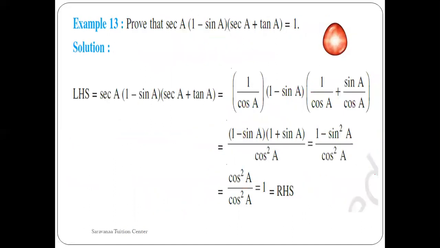So let's move on to the next question. Prove that secant A into 1 minus sin A into secant A plus tan A equals 1. So take secant A inside the bracket. Multiply in. You get secant A minus secant A into sin A. What is secant A? Secant A is the reciprocal of cos A. So put 1 by cos in the position of secant A.